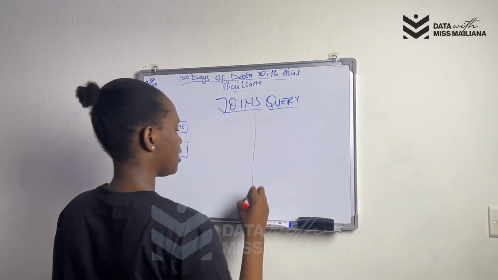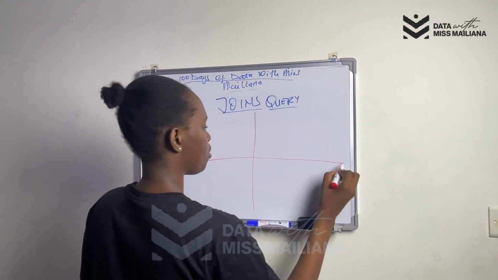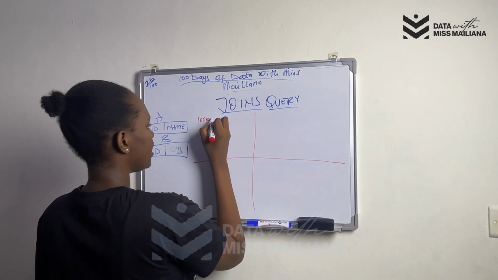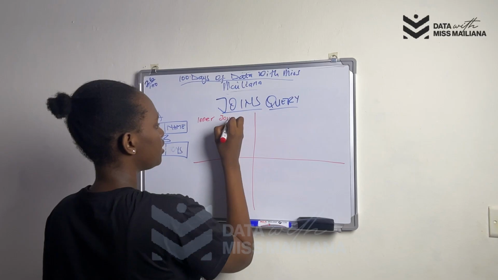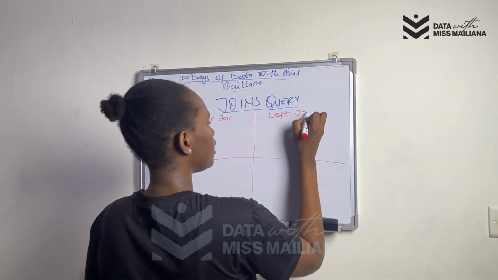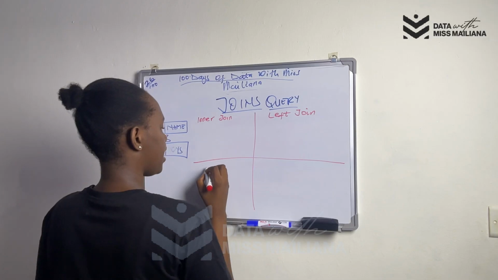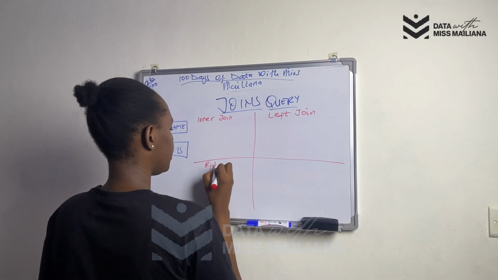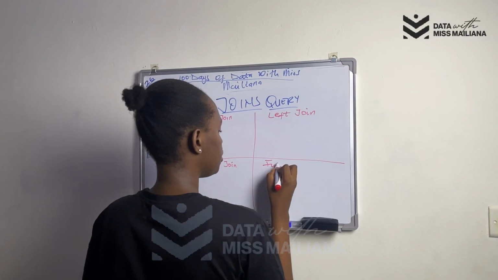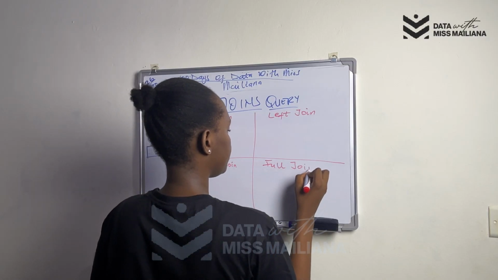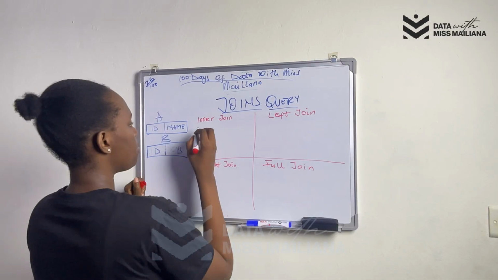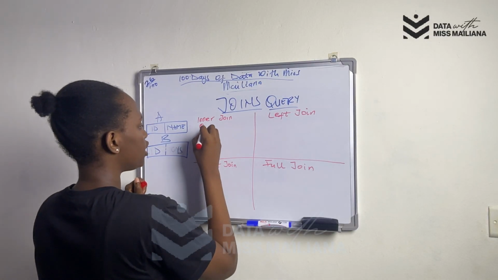Okay, so I'm going to make a box so that we can actually minimize. So we have inner join, left join, and then we have right join, then we have full join. All right, so inner join is what's only matches.